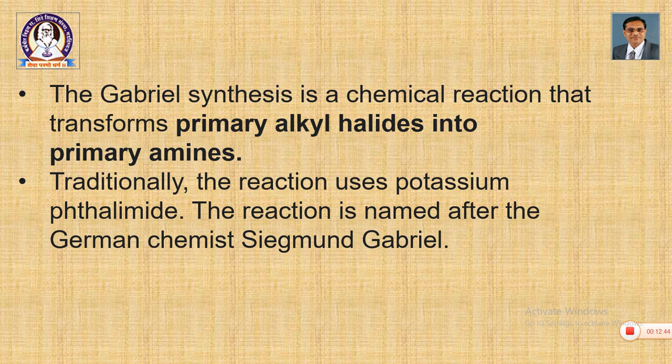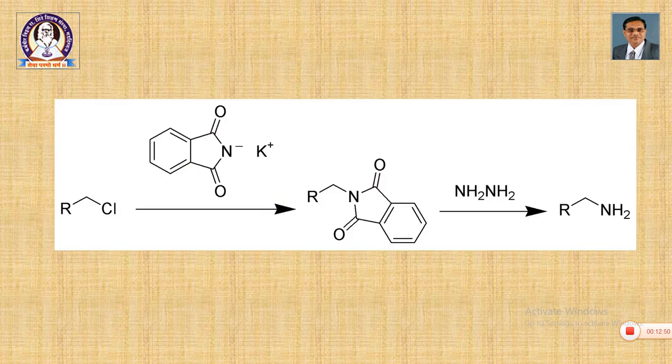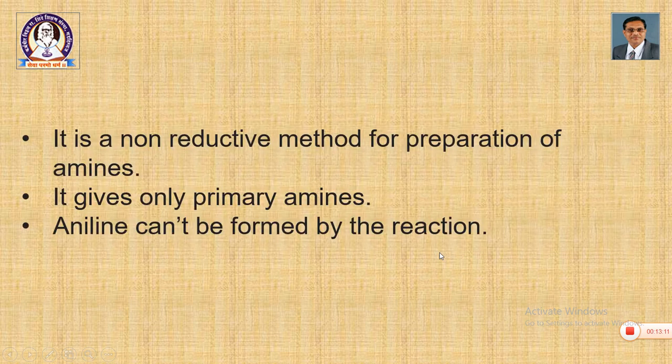Traditionally the reaction uses potassium phthalimide. The reaction is named after the German chemist Sigmund Gabriel. So this is the reaction. We begin with RCH2Cl, that is a primary alkyl halide, and this is the potassium salt of phthalimide. We get an intermediate, and with hydrazine, NH2NH2, we get the desired product. So this is the general reaction.